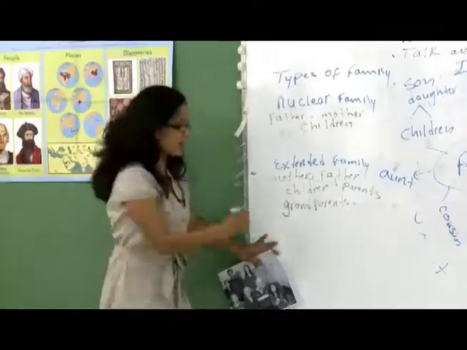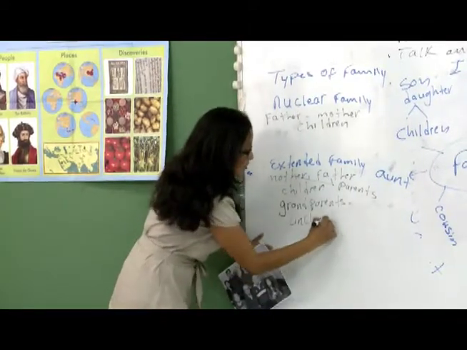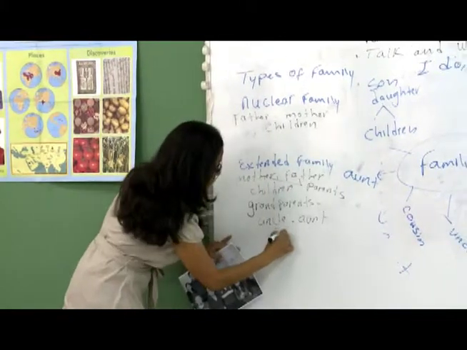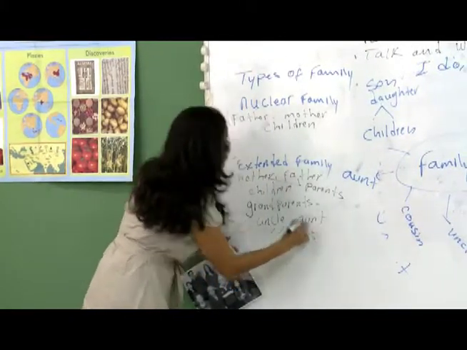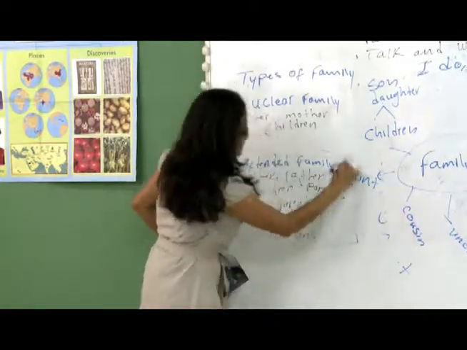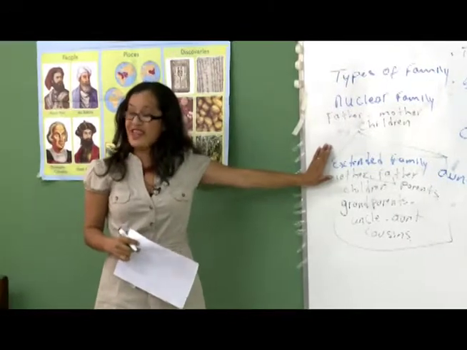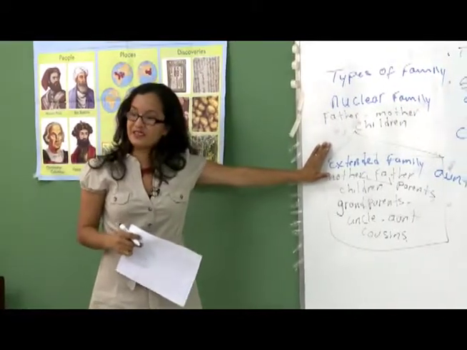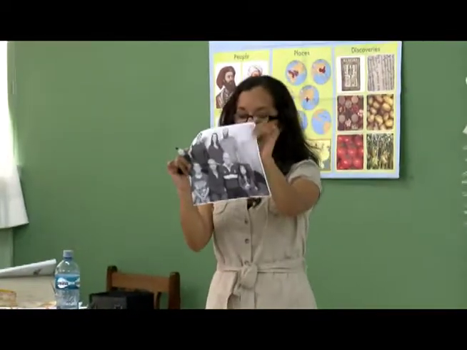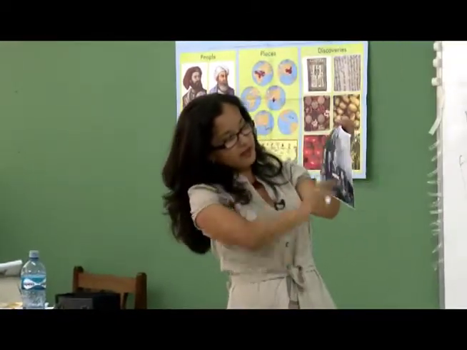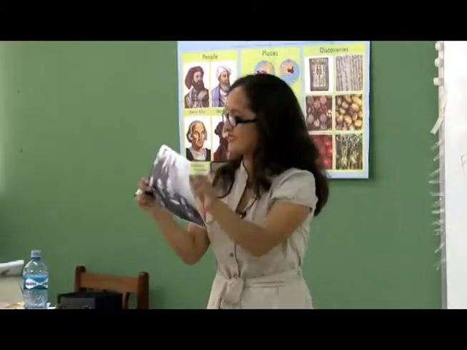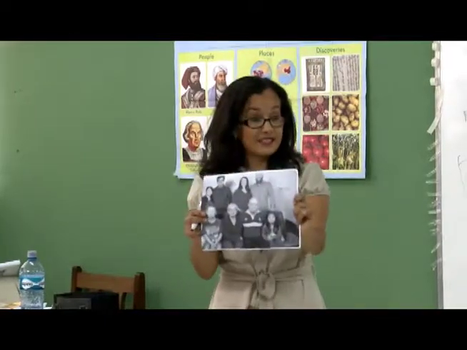And also sometimes we have the uncle and aunt and cousins. All these people living in the same house. That is an extended family. Do you understand? Yes. Okay, as you can see, this is an extended family. Here we have grandparents, parents, children, maybe they are cousins or uncles, aunts, I don't know. But this is an extended family. Does it make sense? Yes.